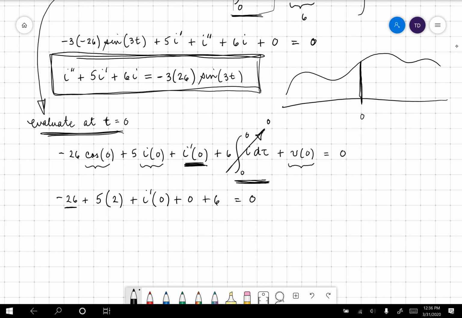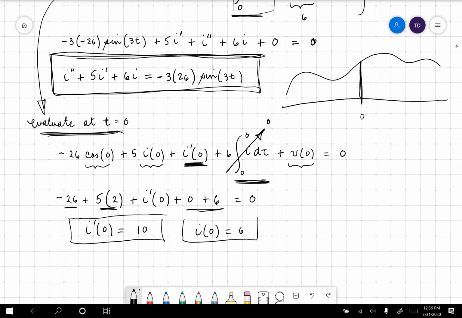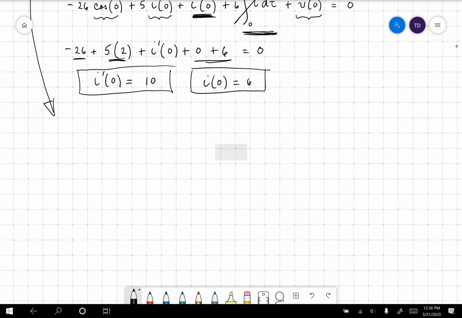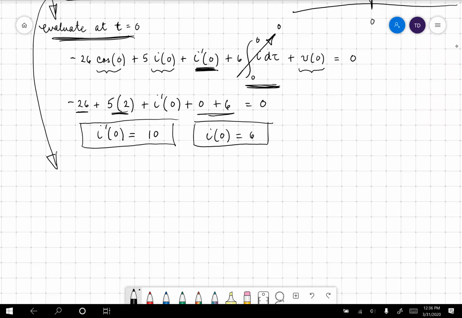So let's take this and this and that and bring it all to the other side. i prime at 0 is equal to, this is negative 26 plus 10 is minus 16, plus 6 is minus 10, bring it to the other side, it's positive 10. So now we have i prime at 0 is equal to 10, and we know i at 0 given is equal to 6. Given. All right, so we're going to use that with this differential equation. Okay, get that differential equation in sight.